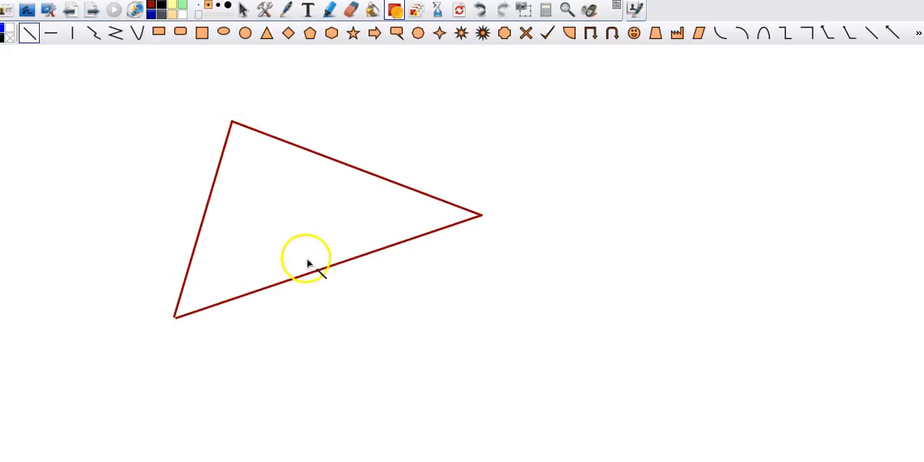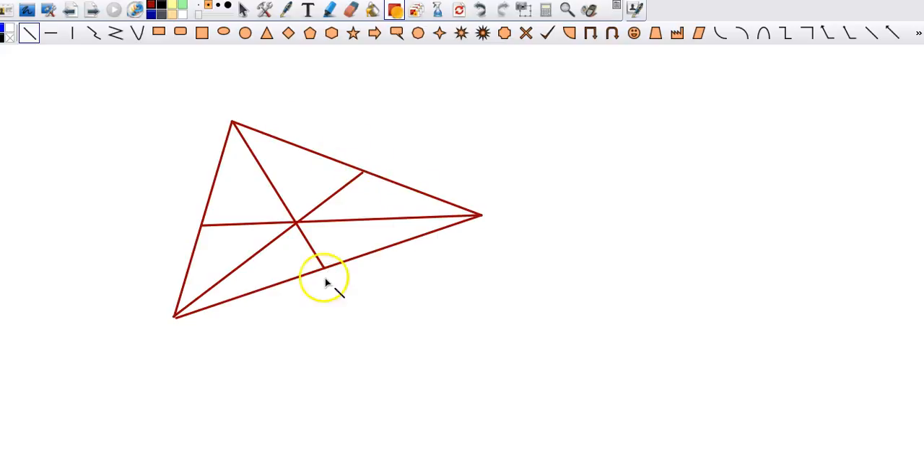So instead of cutting in half the side, if I were to cut in half the angle, okay, so I'm going to estimate this. So such that these two angles are roughly the same measure, or exactly for that matter. These two angles are exactly the same measure, and these two are exactly the same measure.